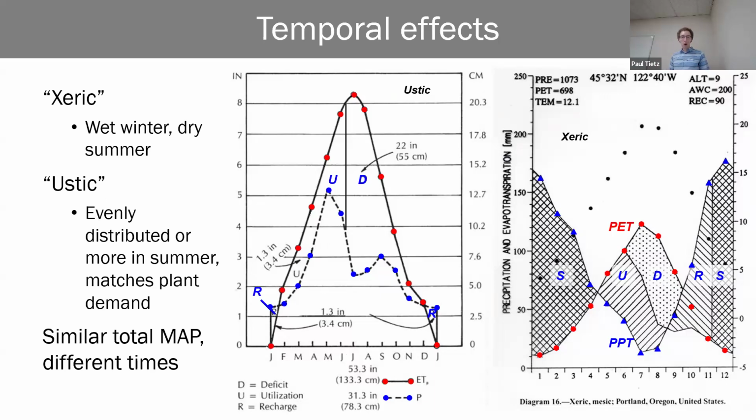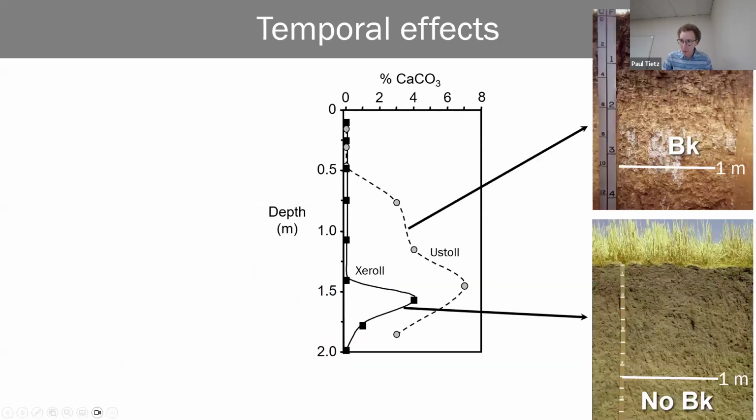Again, it's a similar total mean annual precipitation, just falling at different times can create some pretty significant differences in the soil profile. What could this look like? Here's two example profiles, one forming under an ustic regime. This is an Ustalf soil profile on the top, and a Xeralf Palouse example here specifically in a xeric moisture regime.